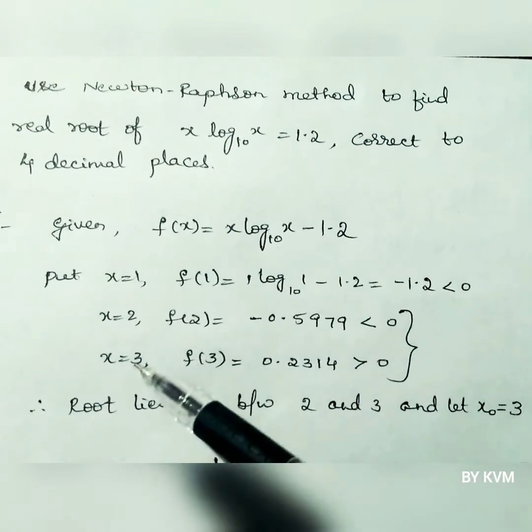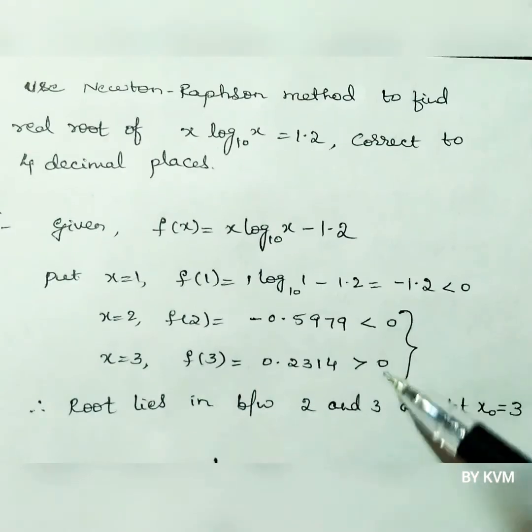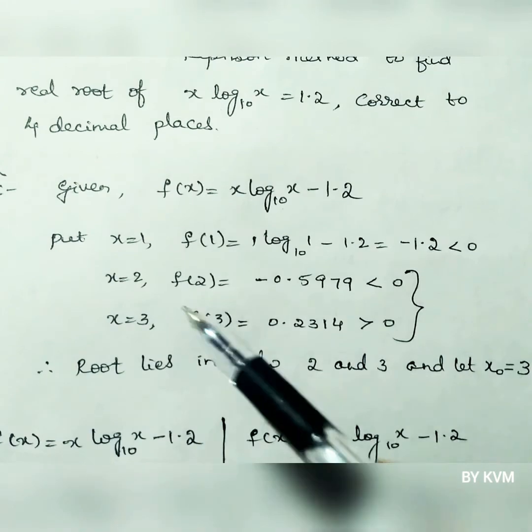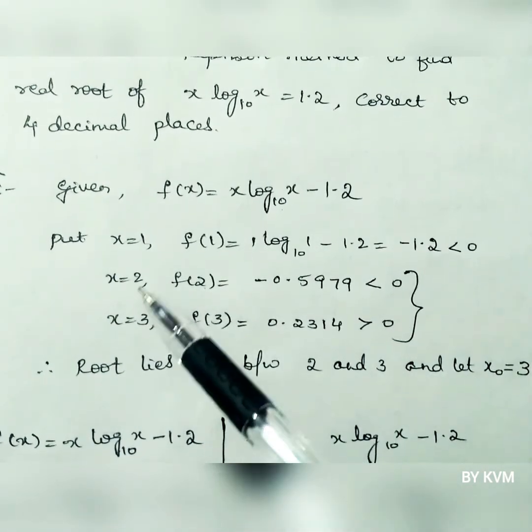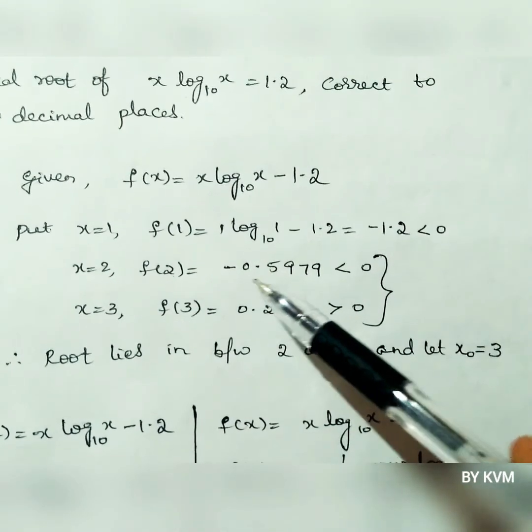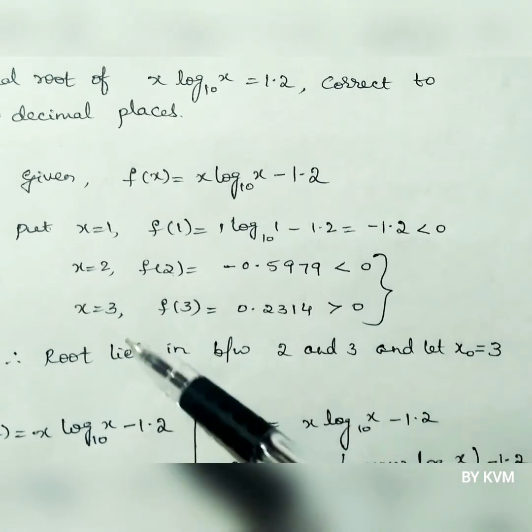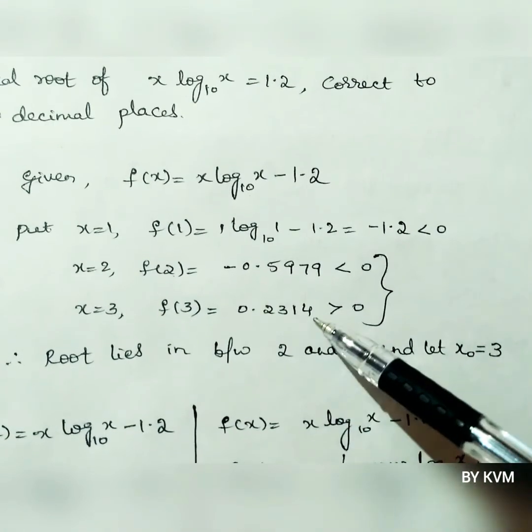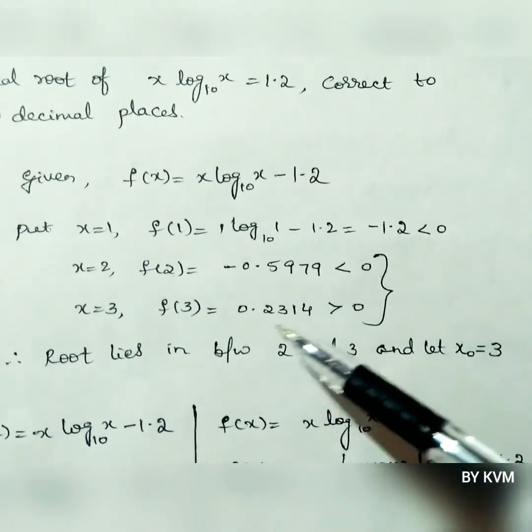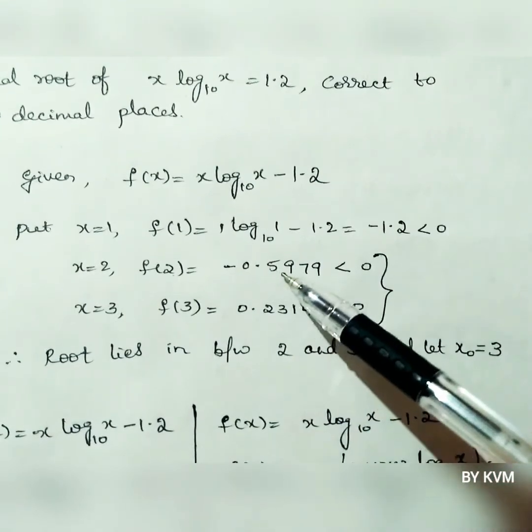So for x equals 2, functional value is less than 0. For x equals 3, functional value is greater than 0. So by intermediate value property, root lies between 2 and 3. Now for x equals 2, f of 2 is minus 0.5979, less than 0. For x equals 3, f of 3 is 0.2314, greater than 0. So when you compare these two values, 0.2314 is very close to 0 when compared to minus 0.5979.